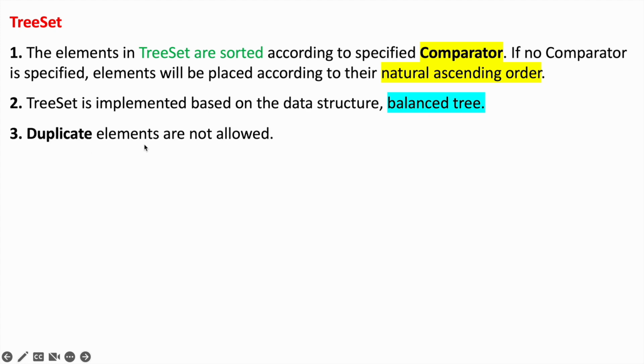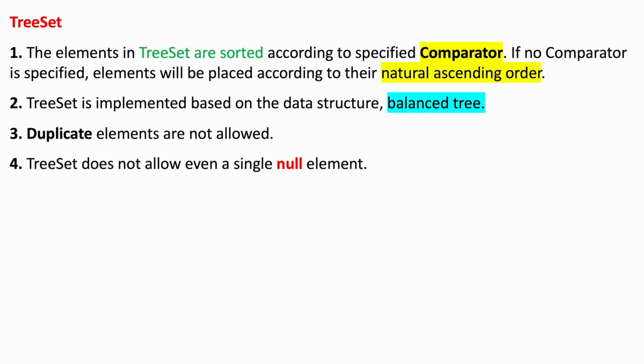Duplicate elements are not allowed. Set won't allow duplicates, so TreeSet also won't allow duplicates. TreeSet does not allow even a single null element. If you create a TreeSet object and when you add the first element itself as null, there is no other element, just a null element we are adding, that time also it will not add. It will give an error. So TreeSet won't allow a single null element.